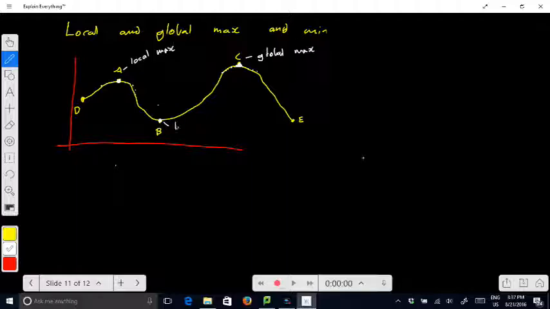So this would be a local minimum. And this one doesn't have a global minimum point. But as you can see, if this went down like that, then this point here at F would be a global minimum point.